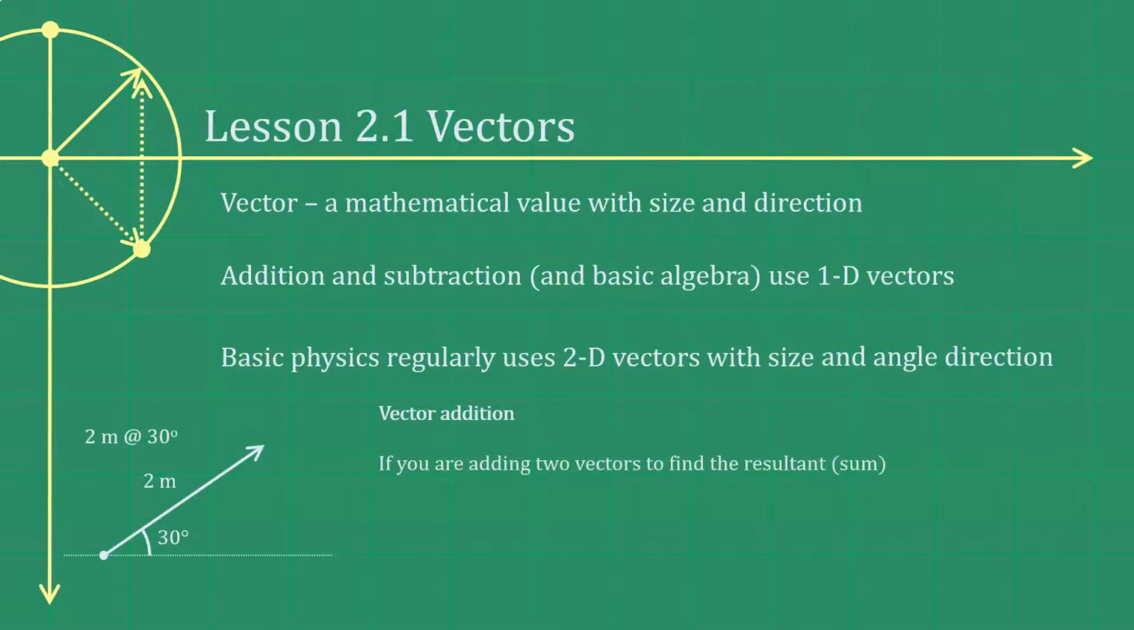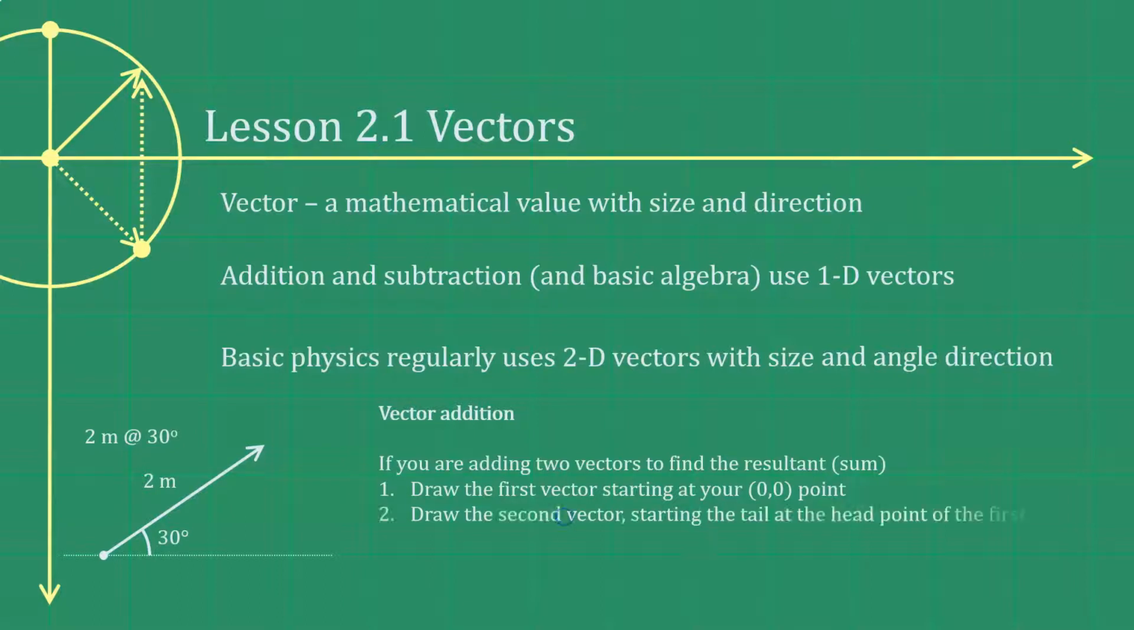To add vectors together, I'm going to do what I did on the previous slide in one dimension, except now we're going to do it two-dimensionally. So if you're adding two vectors to find the resultant, that's the name of the sum of vectors. It's called a resultant vector. The first thing you're going to do is draw your first vector starting at the origin on your map. You have to choose an arbitrary 0, 0 point on your map somewhere that you're going to start drawing your vector. And again, just like with reference point in kinematics, this is an arbitrary choice you get to make. Your vector can go anywhere on your map.